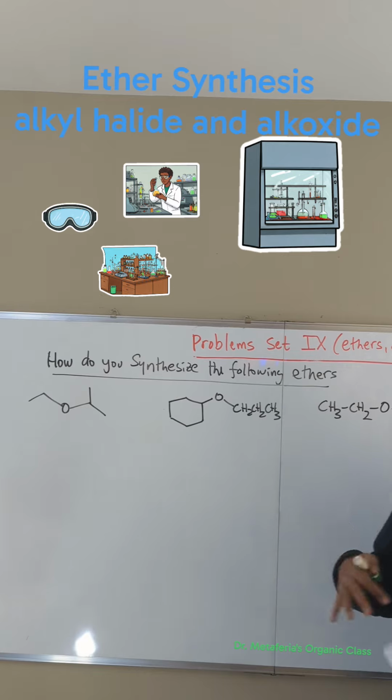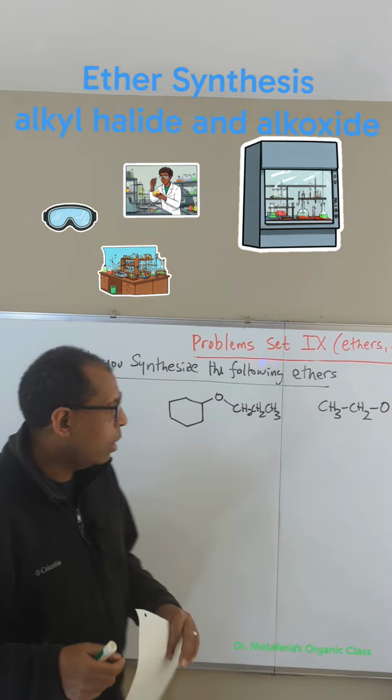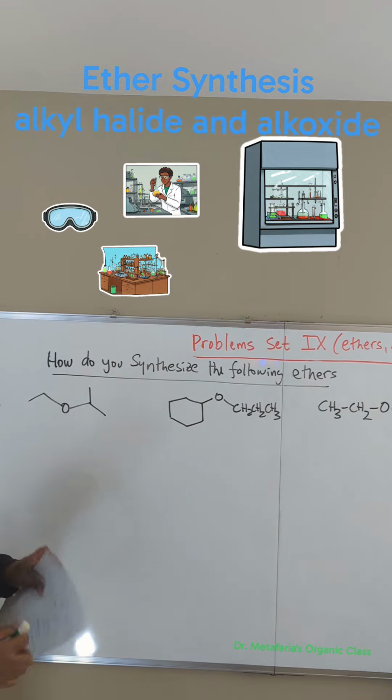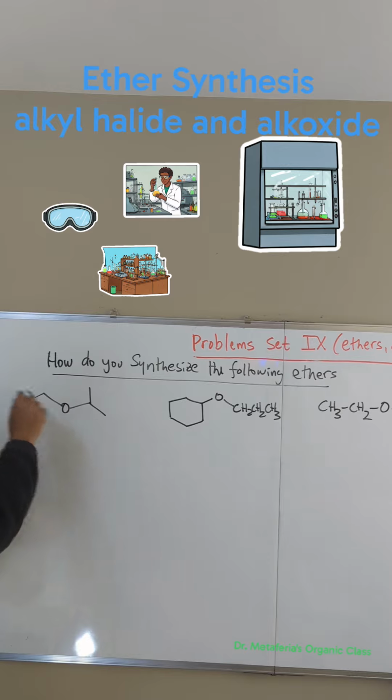For that you need an alkoxide, appropriate alkoxide, and you also need an alkyl halide. That means, for example, if you are trying to see this isopropyl ethyl ether, the way you will synthesize is by breaking it down either here or here. If you cut it here, the alkoxide would be the isopropyl side, but if you cut it right here, it would be the ethyl oxide, ethoxide, would be the counterpart.